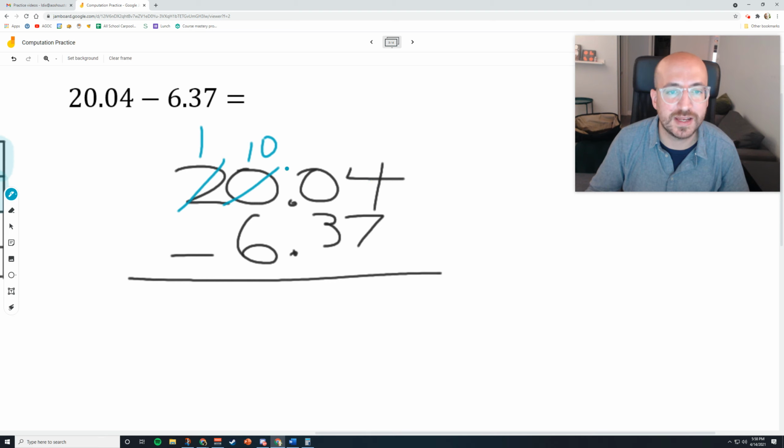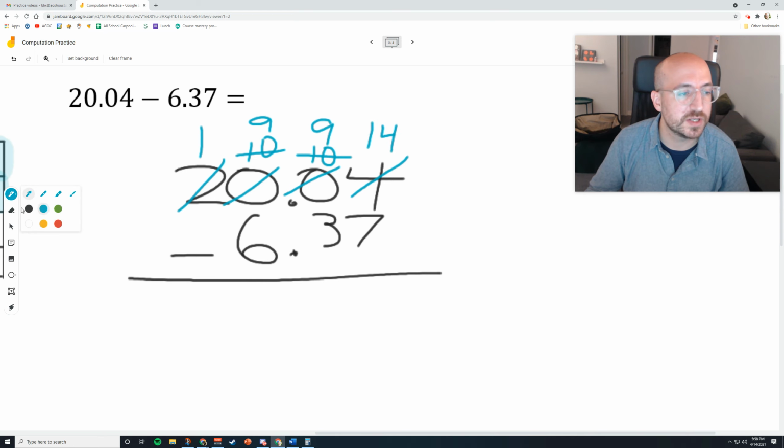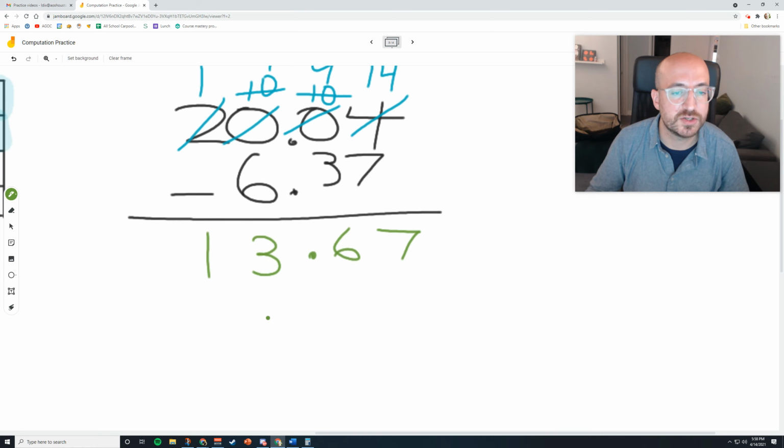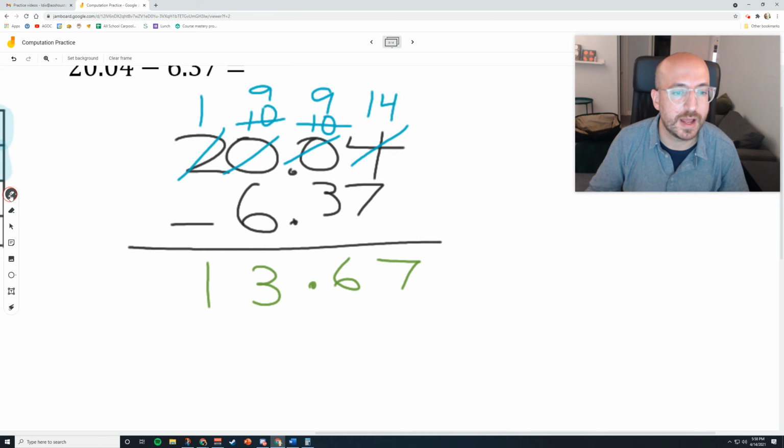So this is going to be cool. Oh, but I need some in the tenths place. So that's going to be 9. Now I give here. We good? No. I need some over here. Cross off 4 hundredths. Give it 10 more hundredths, so that becomes 14 hundredths. And then we just subtract. 14 minus 7, 7. 9 minus 3 is 6. 9 minus 6 is 3. Bang. How could you check your work? By adding it up again.